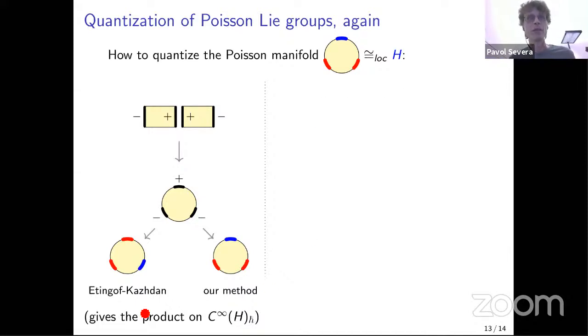Okay, but what happened here? You see, with this quantization, we only quantized H as a Poisson manifold. We didn't quantize it to a Hopf algebra. We only have a star product on H. So how can we also obtain the coproduct? We should be looking at the product on H, right? So that's what corresponds to a coproduct.